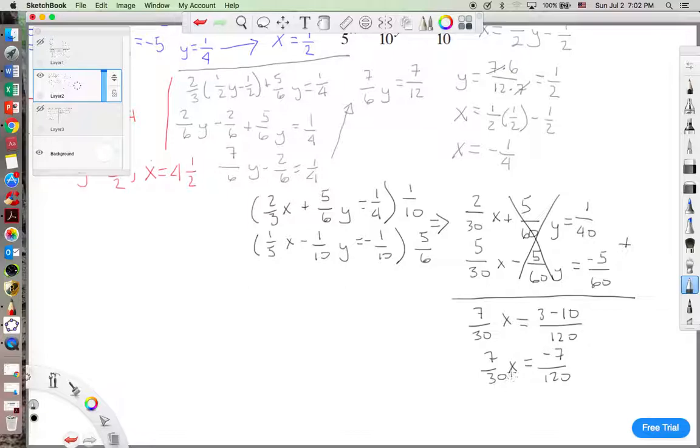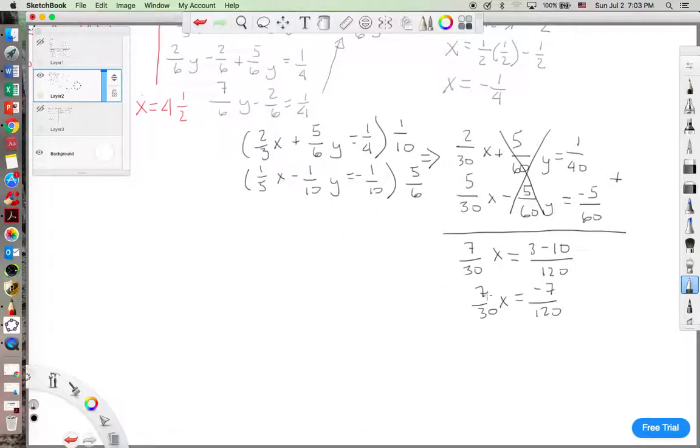Multiply and divide here. Put this on the bottom, put that on the top. We get negative 7 times 30 over 120 times 7 equals x. These factor out, we get a negative 1. These cancel out, we get a 4 there. And so that's negative 1/4, which is the same as we had up here. And so finally, we will take negative 1/4.